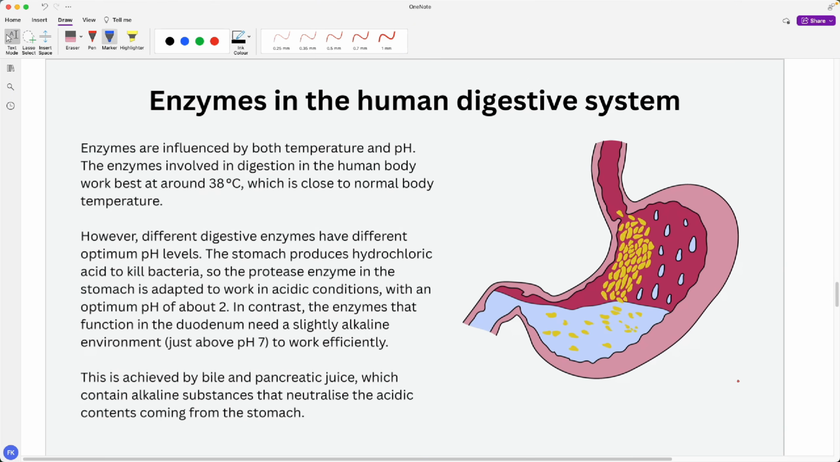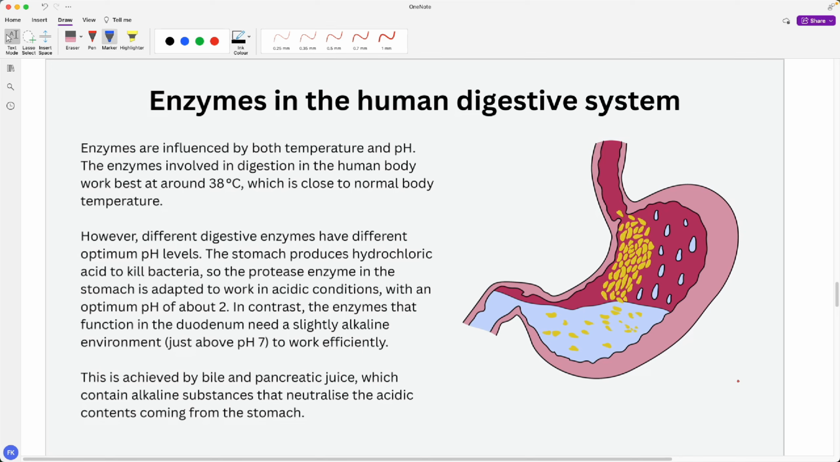Now let's look at the human digestive system, okay, the stomach. We are particularly talking about the stomach. The enzymes are influenced by both temperature and pH. The enzymes involved in digestion in the human body work best at 38 degrees Celsius.